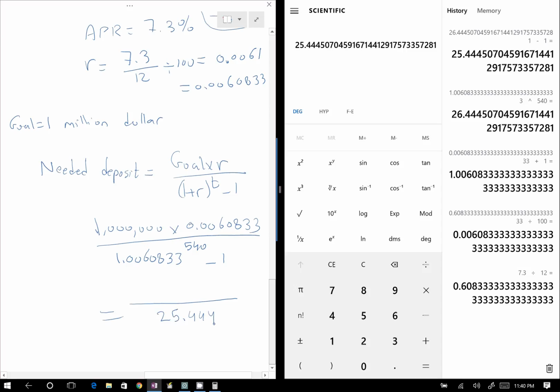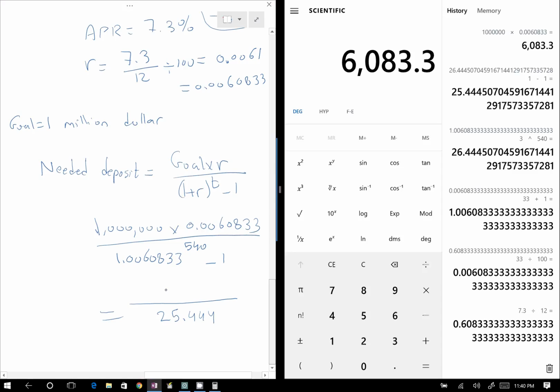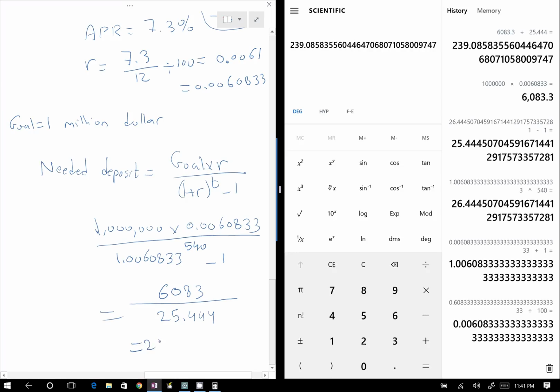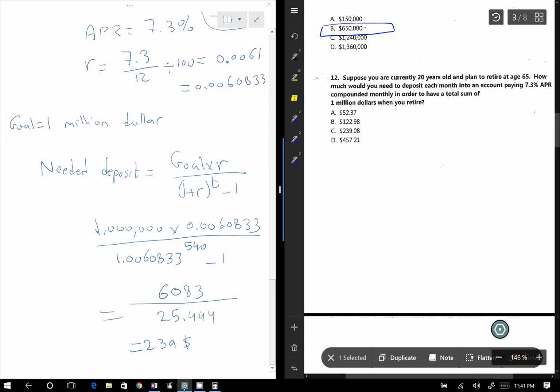Now in the numerator, I have 1,000,000 multiplied by 0.0060833. Okay, now we're talking. 6,083. Divide this by 25.444, and the answer is $239. Now this makes sense. Oh my god. 239. And this is the answer. Okay. So yeah.